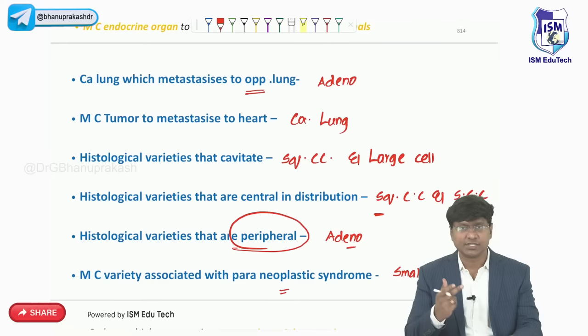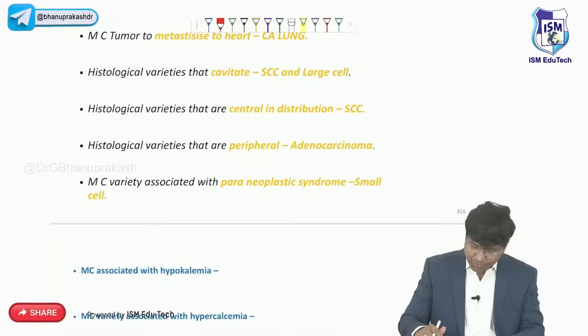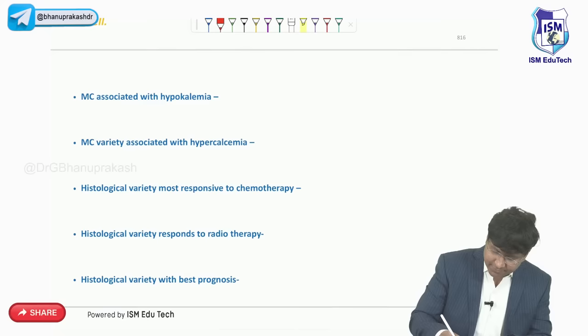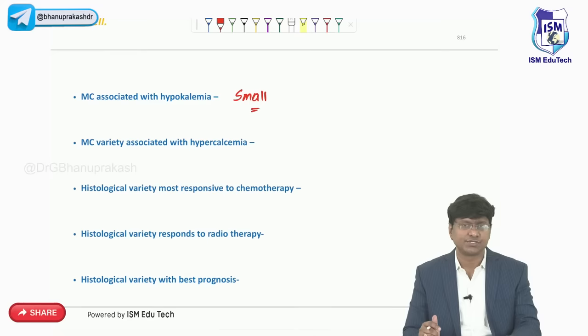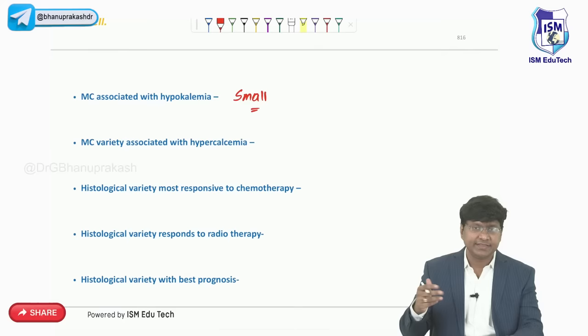And you should know what is the bronchogenic carcinoma which will cause hypokalemia. That will be small cell carcinoma. Why? Because it will produce Cushing's. And in Cushing's, there are more steroids. When there are more steroids, that will go and activate the ENaC channels.